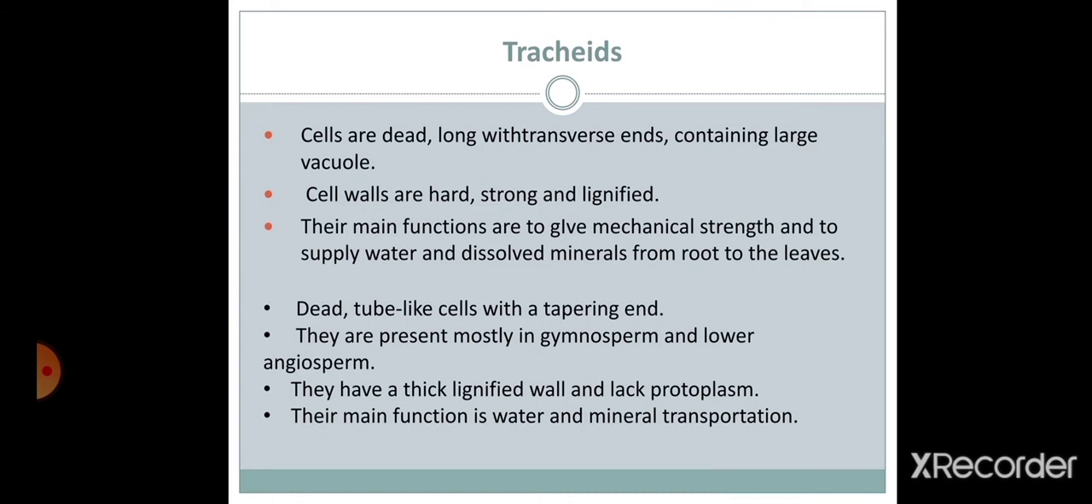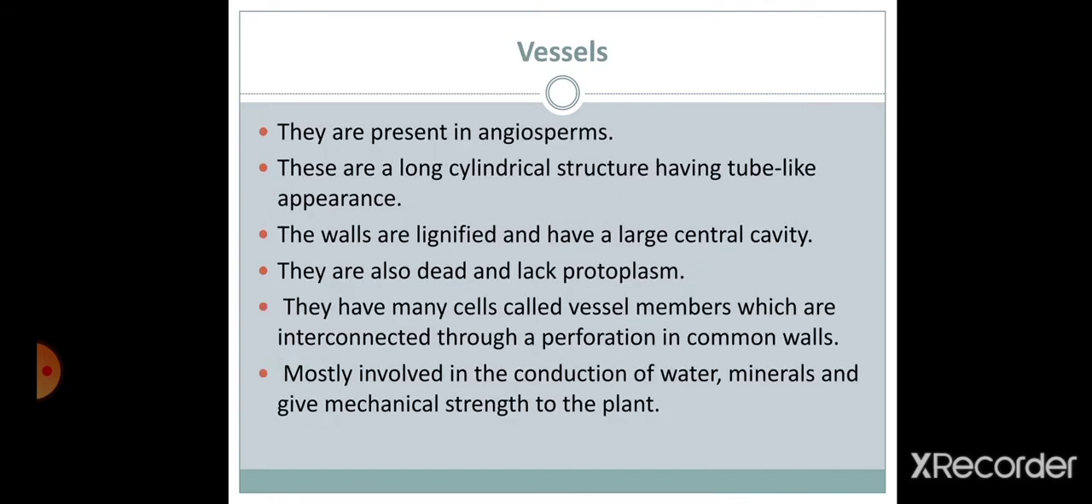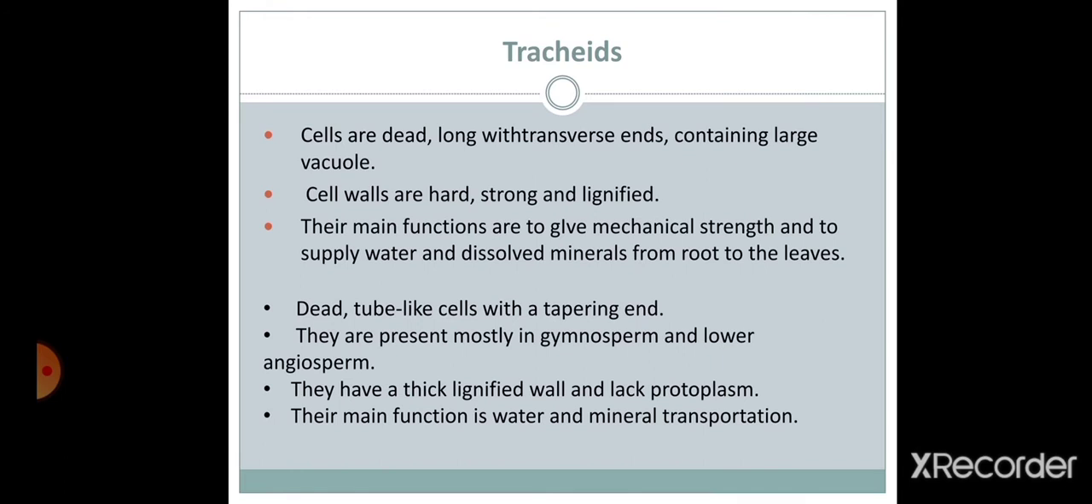Based on the lignin thickening deposition, there are five types of tracheids in plants. They are angular tracheids, spiral tracheids, scleriform tracheids, reticulate tracheids, as well as pitted tracheids.